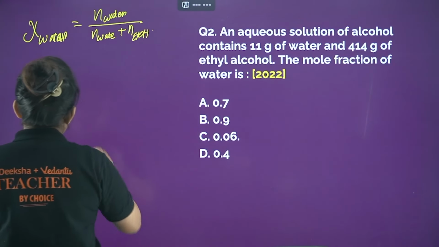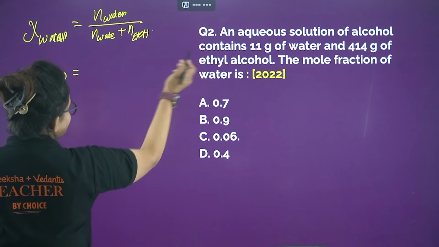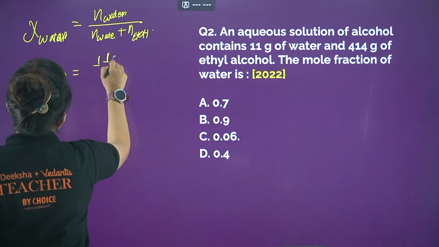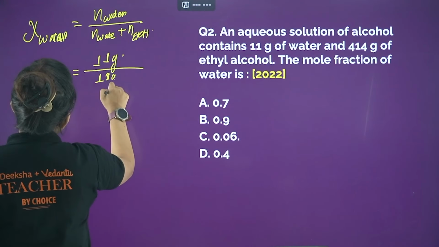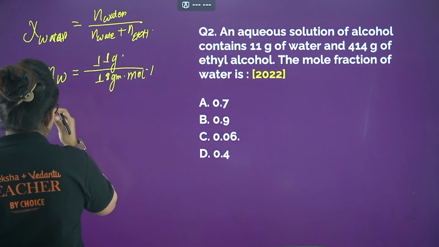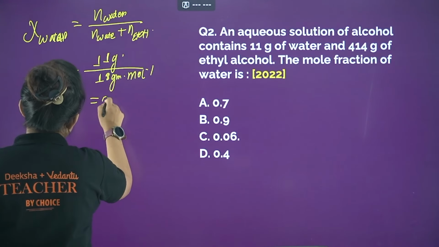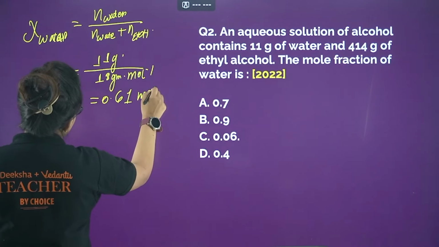So if you just find out the number of moles of water, it's going to be the given weight, that is 11 gram, divided by the molecular weight, that is 18 gram per mole, right. So if you calculate this, it will come around 0.61, okay, 0.61 mole.